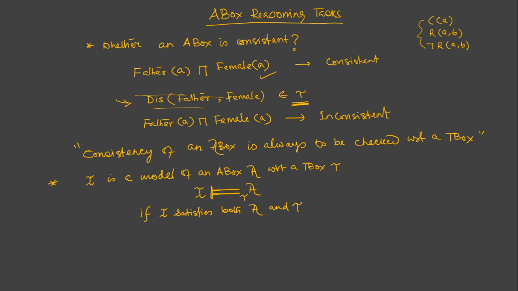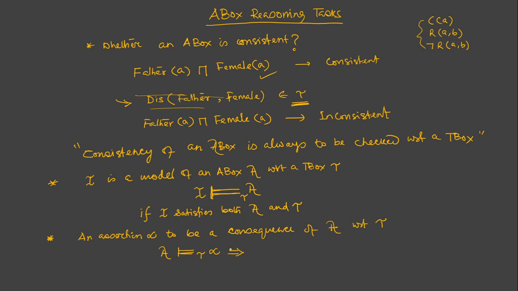Now you can think of a particular assertion, the alpha, to be a consequence of A with respect to T if A models, or A derives, alpha given the T box T, right?